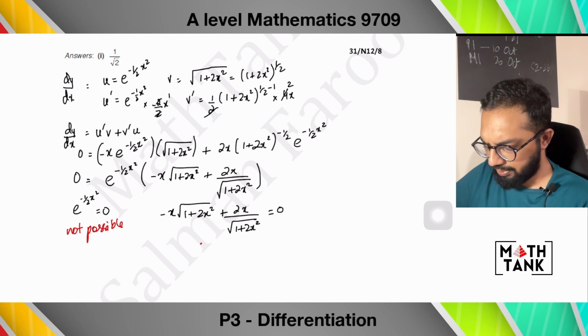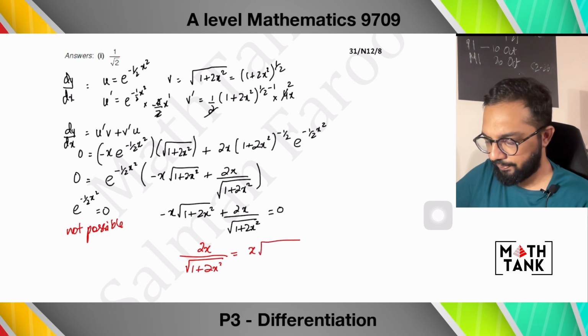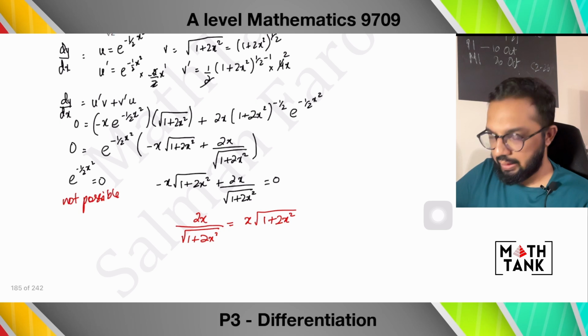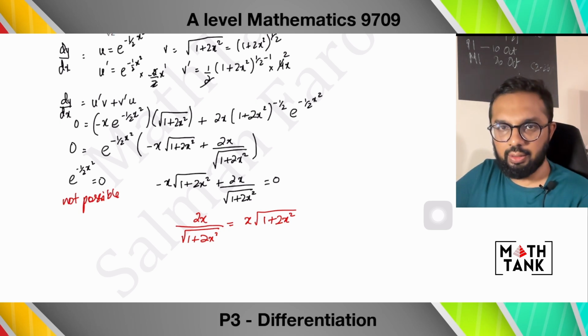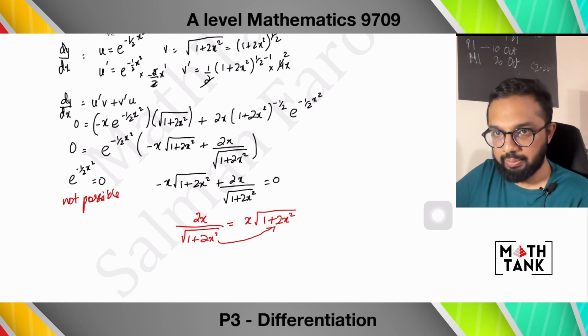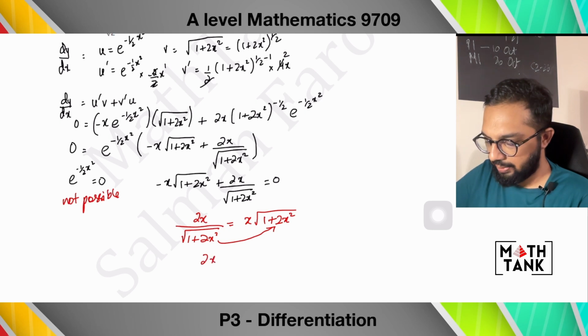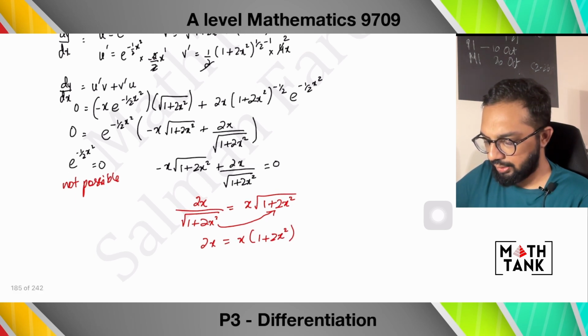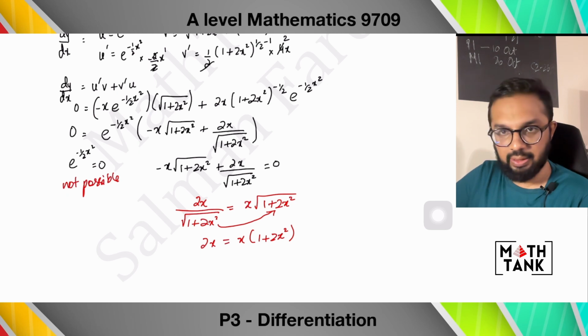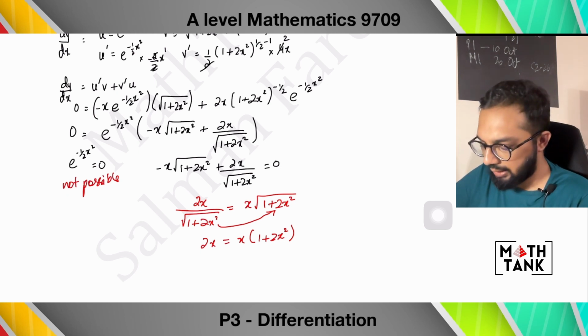This is a more complicated expression than I thought it would be, but let's try to simplify this as much as we can. And I get this. I moved it to the other side and I've gotten this to be positive. Then I cross multiply. So I get 2x equals x into 1 plus 2x square. The root gets multiplied with the root and gives you the expression only.